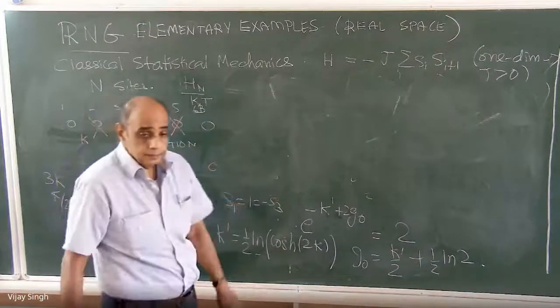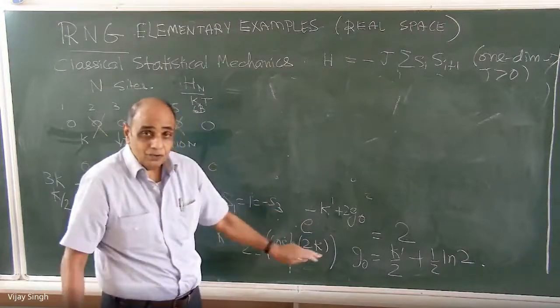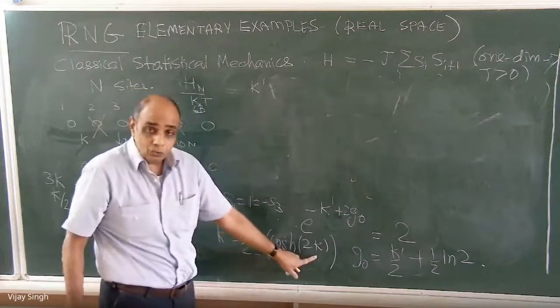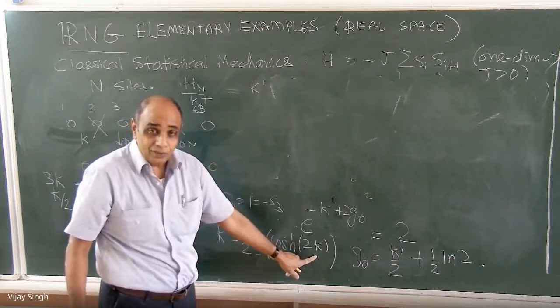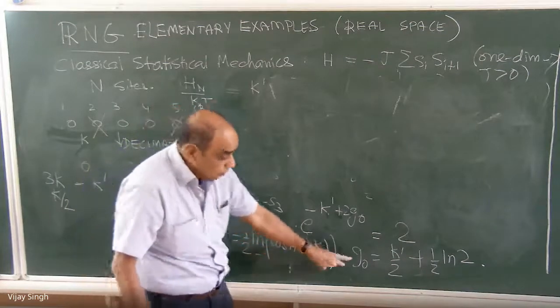Is this clear? So you have this. These are called my renormalization group equations. So k prime is not equal to k by 2. It's a highly nonlinear equation. The relationship between k prime and k is highly nonlinear. G0 is also not 0.